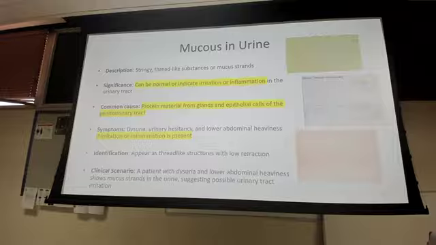It's commonly caused by that protein material from glands and epithelial cells, okay? And this is important, so just make sure you know that mucus is not necessarily pathologic, but if it's associated with bacteria and white blood cells, then you know something's going on with your patient, okay?